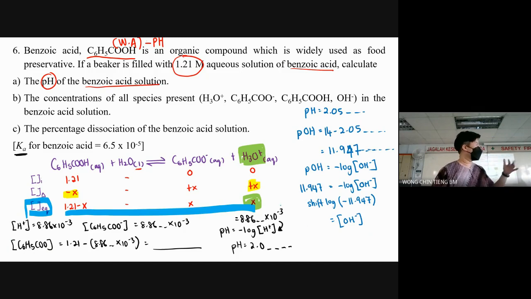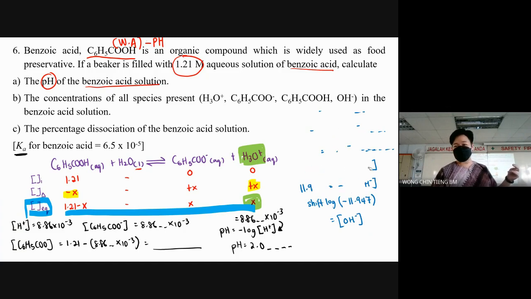Okay, lagi? Okay. Saya pun ada cara. Cara calculator apa saya tak tahu. Laju sangat. Do you remember your KW? KW 1 times 10 to the power of negative 14, betul. So, another method adalah guna KW equals to the concentration of OH minus concentration of H3O plus.